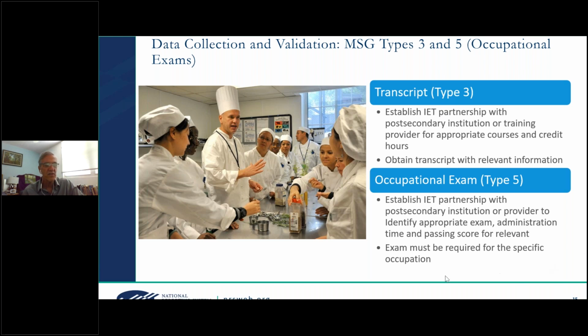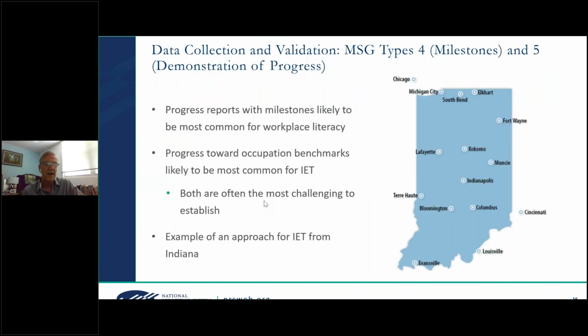as long as it's required for the specific occupation, and then collect that data when the student takes the exam, passes it or not. So I think those two types are a little bit more cut and dried. But if you look at the next slide, we're going to talk a little more about, as Jay referenced, some of the other types that are not as cut and dried, which is really related to milestone under type 4, and the demonstration of progress, which is part of type 5.